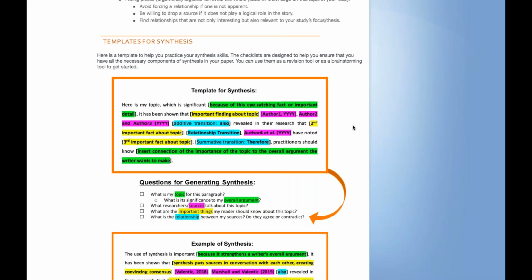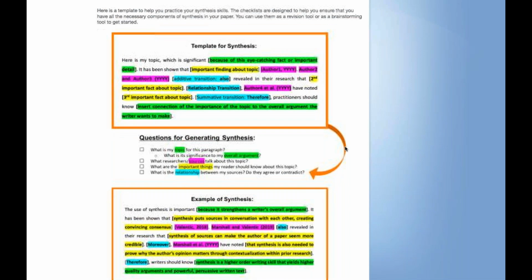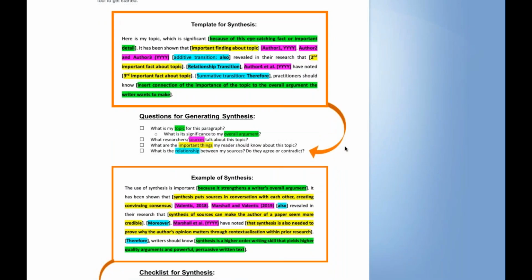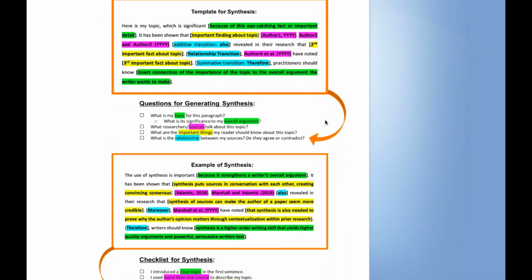We're explaining the relationship between the ideas. When you're revising, this is an excellent template to check and see if your paragraphs have all the necessary components of synthesis. You can use the paragraph you've already written and insert the material into these highlighted spots to see if you have all of them. If you're stuck, or if you found that maybe you don't have an additive transition or a summative transition, you could answer these questions for generating synthesis.